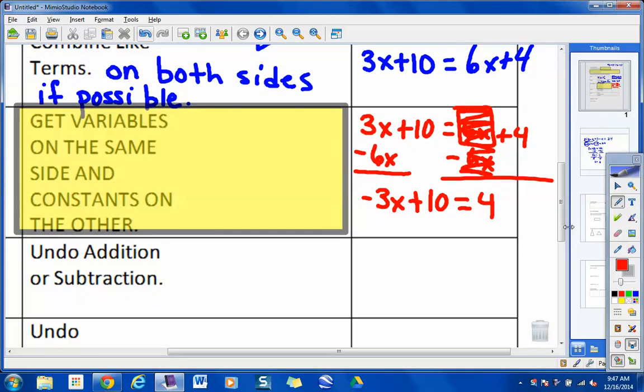I don't want variables on both sides. I want them on one. So take what's on the right side, do the opposite. But I've got to do it to how many sides? Both sides. I didn't want a positive 6x here. Get rid of it. Subtract it. Okay? All right?